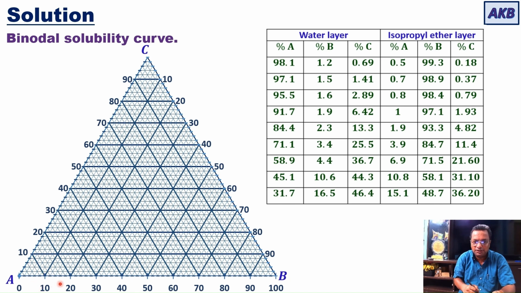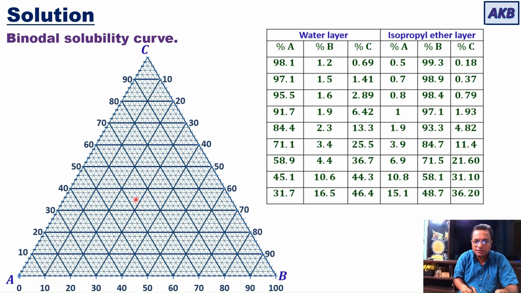On each side is representing percentage composition. So you have 10%, 20%, 30%, so on and so forth. Same is the case for the remaining three sides. Each side is representing a binary mixture. For example, side AB is representing a binary mixture of A and B. Side BC will be representing a binary mixture of B and C. And side AC will be representing a binary mixture of A and C.